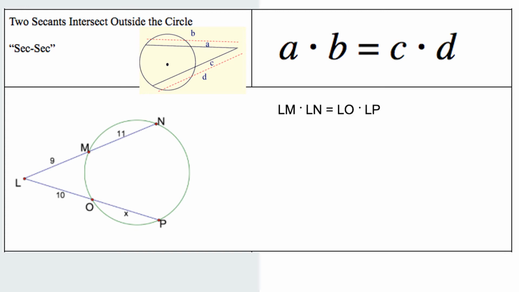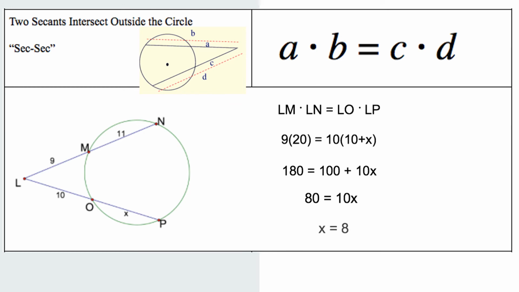So in this case, we would have LM times the entire length LN is equal to LO times the entire length LP. So we know that the outside LM is 9 and the entire length is 20. But on the other side, we know that the outside is 10 and we don't know the entire length. The entire length is not x. It is 10 plus x. So now I can distribute and subtract and divide to get that my x value is actually 8.